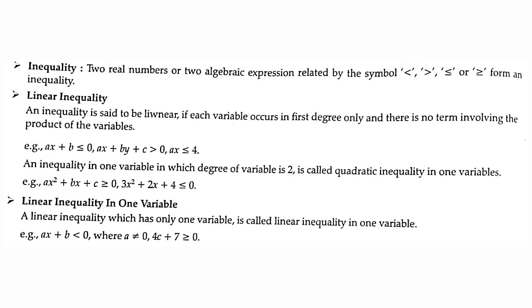Linear inequality in one variable. So what is a linear inequality in one variable? A linear inequality which has only one variable is called a linear inequality in one variable. For example, ax plus b less than 0, where a is not equal to 0. Similarly, 4x plus 7 greater than or equal to 0, right students?